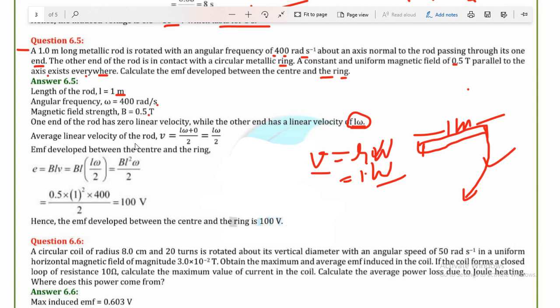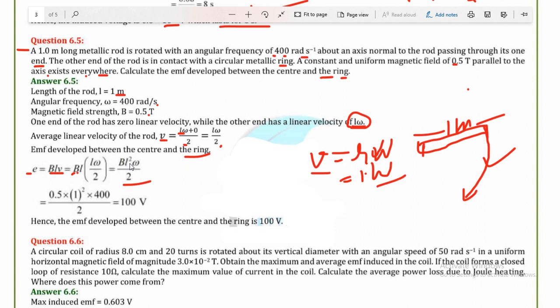Now the average linear velocity of the rod, V, becomes (L omega plus 0) by 2. This is the average linear velocity because one end has the velocity L into omega, where L is equal to 1 meter, and the second end is 0. So the average velocity becomes L omega by 2. Now the EMF developed between the center and the ring is given by E is equal to BLV. This is the formula for this case. If we use B into L into V, that is L omega by 2, you get the formula B L square omega by 2.